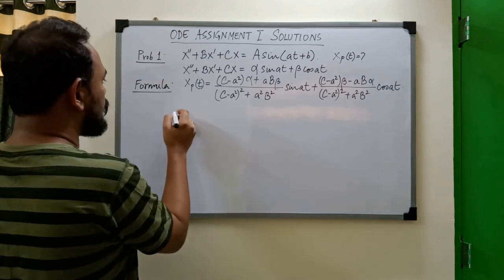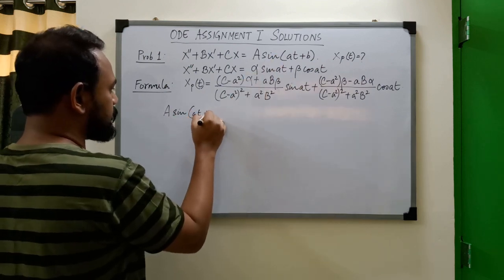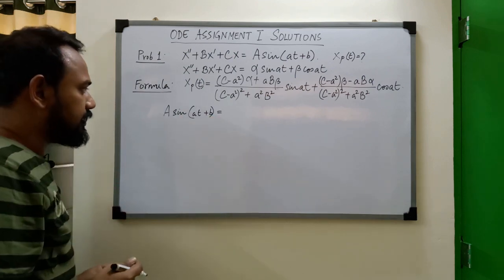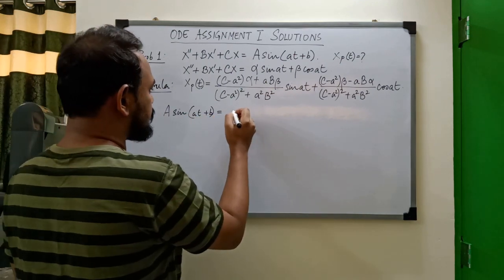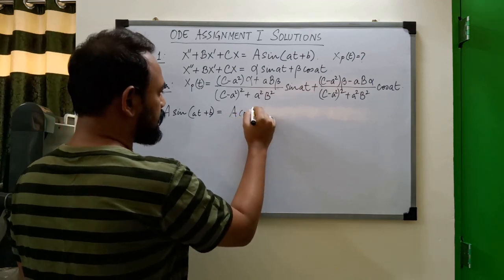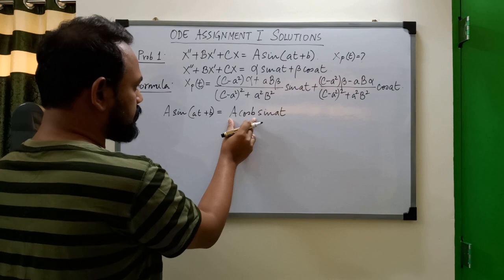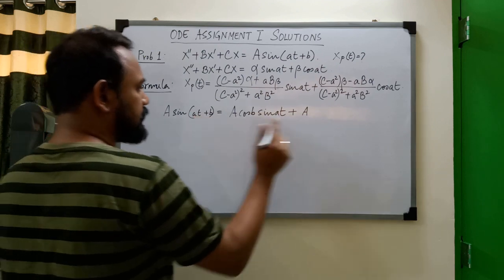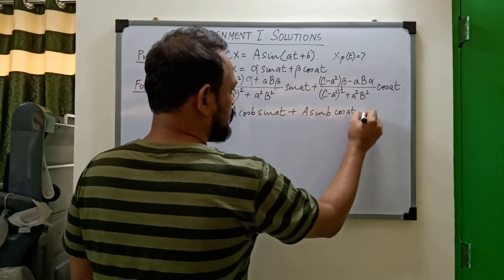So what is this right hand side? A sine of (a t plus b). If I expand this in terms of sine (theta plus gamma), whatever you call it, you will get a cosine b from here and then a sine at. So this is the constant part. And you will get capital A, you will get a sine b and a cosine at.